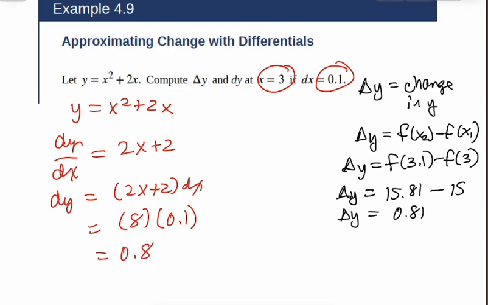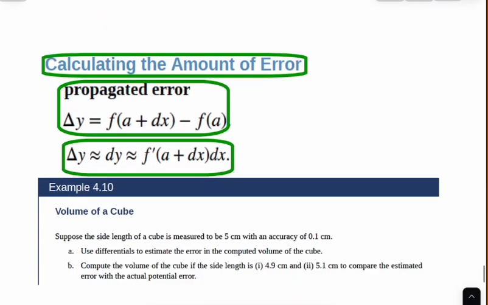Look how close they were. Delta y is the real change in y, starting at 3 and moving a change in x of 0.1. But dy, that differential, doesn't give us the exact amount, but it's always going to be very close. It's kind of going to give us a change in that thing with a little bit of a margin of error.